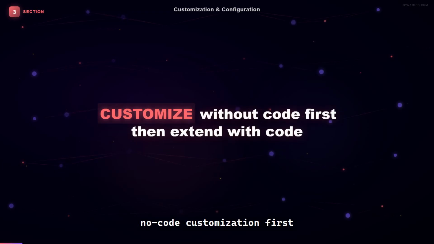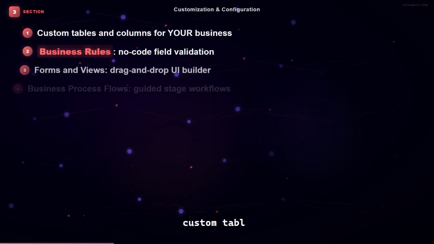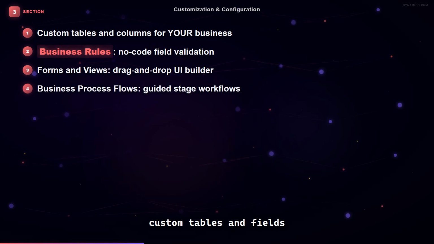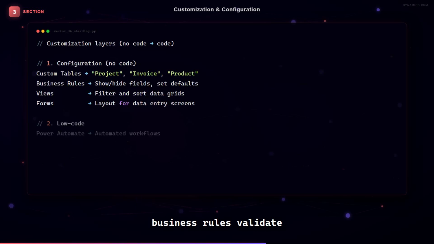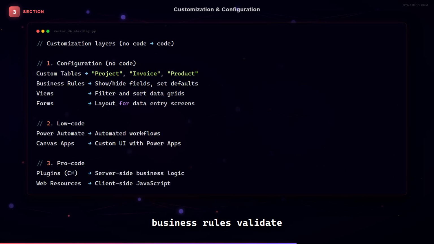Section 3. Customization. The golden rule in Dynamics is, configure before you code. You can create custom tables, add columns, build forms, and set up business rules, all without writing a single line of code. Business rules handle field validation. Business process flows guide users through stages. Power Automate handles workflow automation. Only when these aren't enough do you write plugins in C# or web resources in JavaScript.